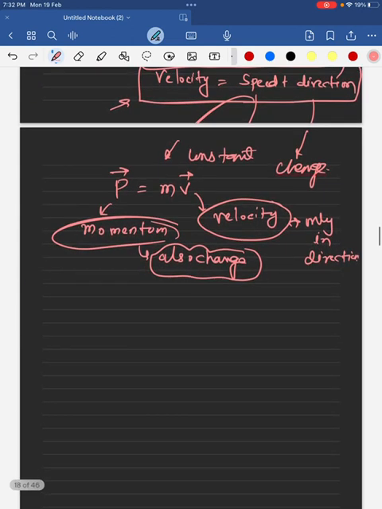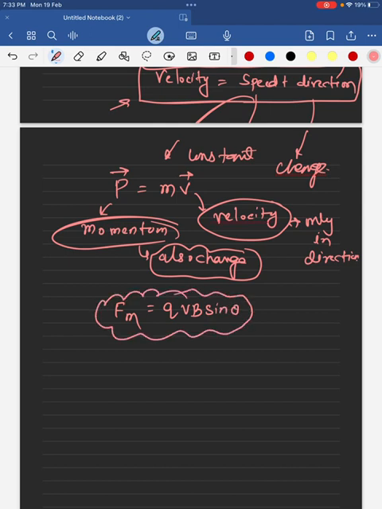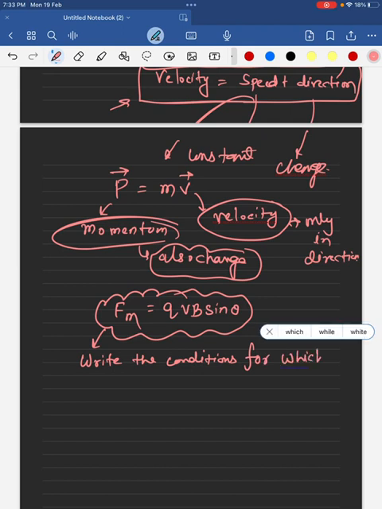Now the magnetic force is equal to q v b sine theta. The first condition is that we write the conditions for which the magnetic force is zero.